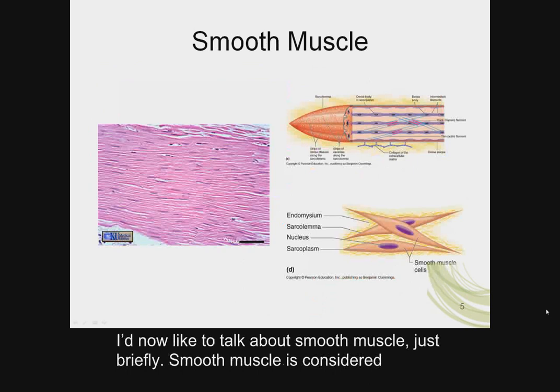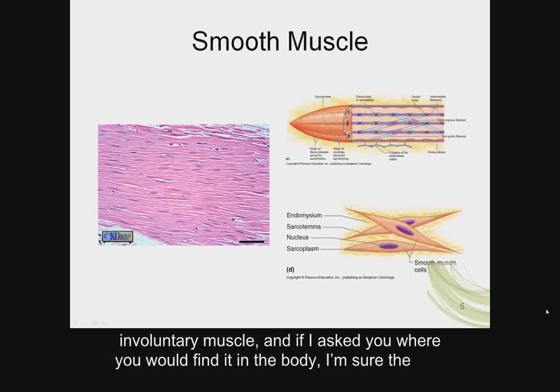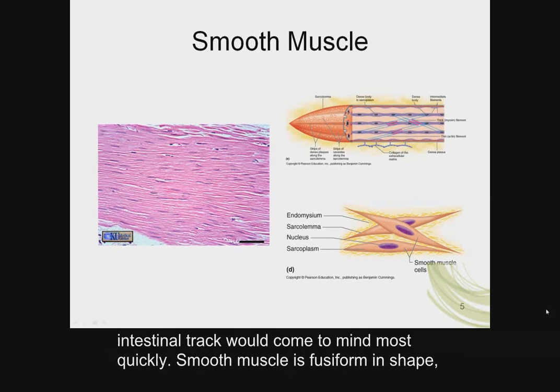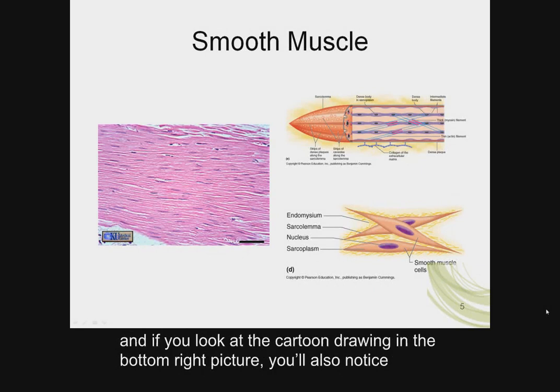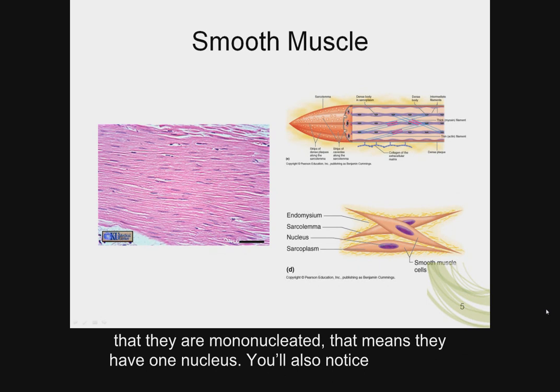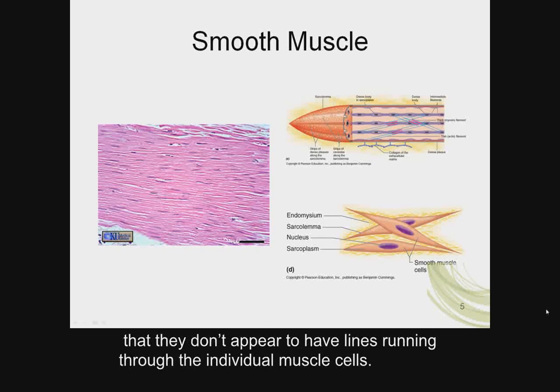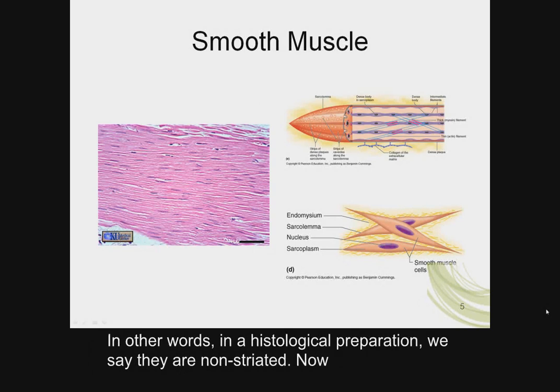I'd now like to talk about smooth muscle, just briefly. Smooth muscle is considered involuntary muscle. And if I asked you where you would find it in the body, I'm sure the intestinal tract would come to mind most quickly. Smooth muscle is fusiform in shape, and if you look at the cartoon drawing in the bottom right picture, you'll also notice that they are mononucleated. That means they have one nucleus. You'll also notice that they don't appear to have lines running through the individual muscle cells. In other words, in a histological preparation, we say they are non-striated.